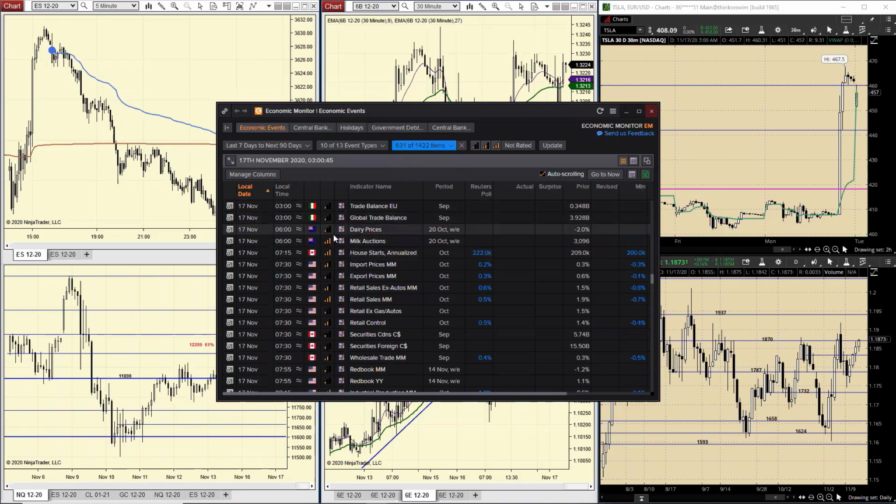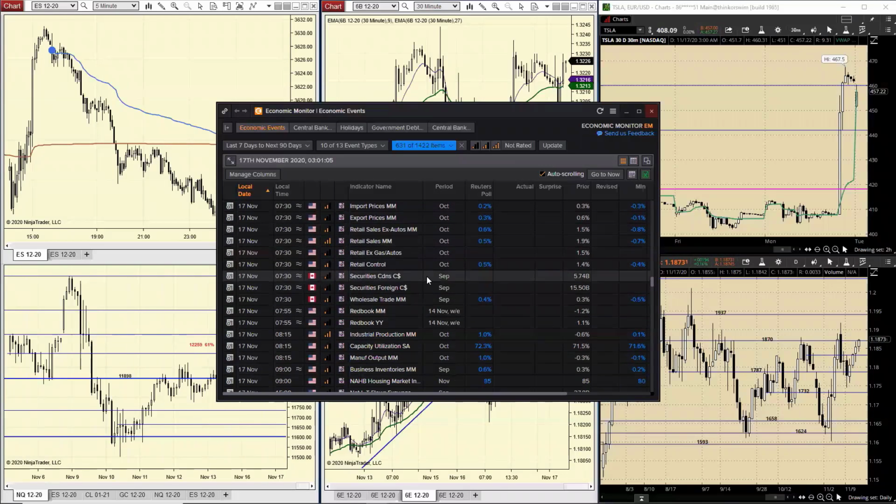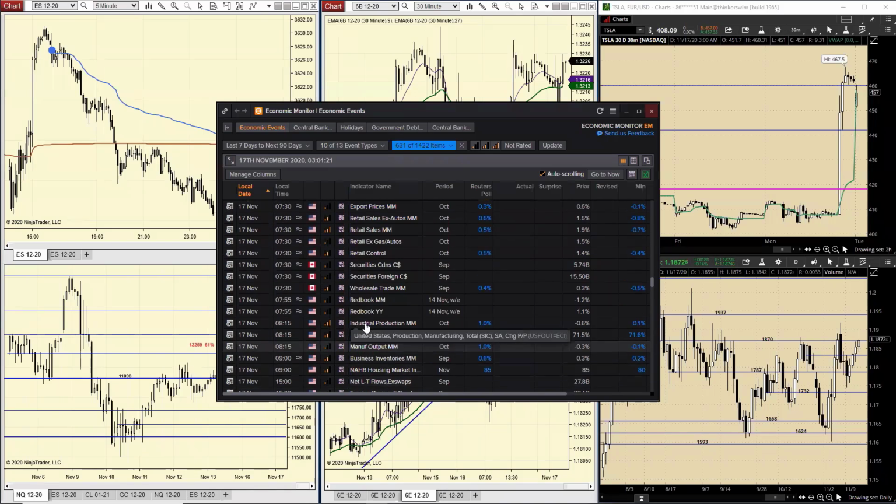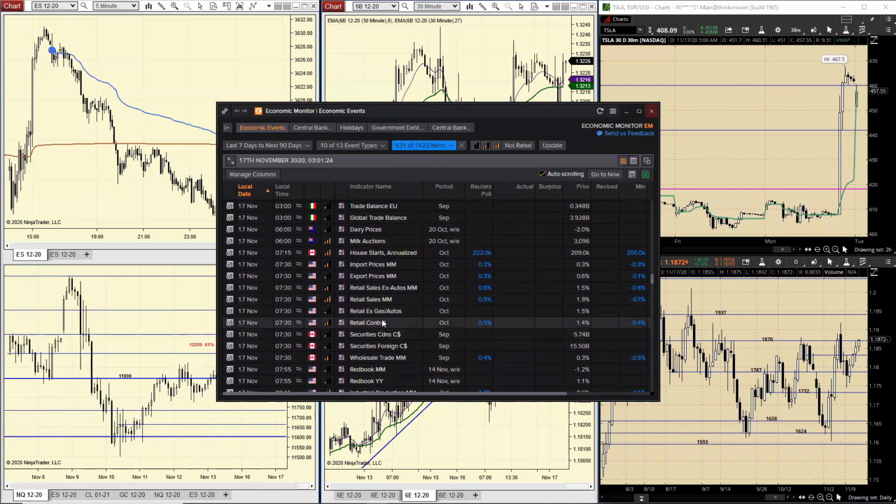And then today we do get New Zealand dairy prices. Canadian housing starts at 8:15. U.S. import-export prices and retail sales at 8:30 Eastern. Canadian wholesale trade, that is, at 8:30 Eastern. And then at 9:15 Eastern time, we get industrial production, capacity utilization, manufacturing output, and NAHB housing market data, as well as business inventories at 10 a.m. Eastern. So quite a bit of data coming in.